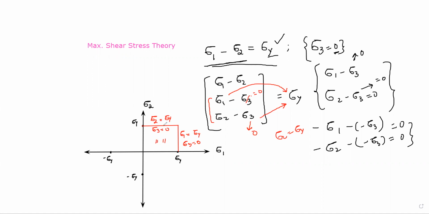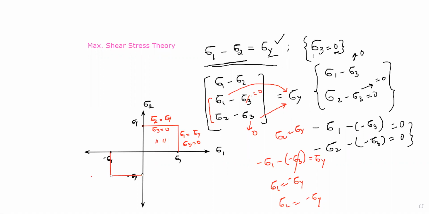Number two is, if both the stresses are negative, if sigma 1 and sigma 2 both are negative, then sigma 3 should not become equal to sigma y. Sigma 3 is already equal to 0. That is, sigma 1 should not become equal to negative sigma y. Similarly, sigma 2 should not become equal to minus sigma y. So that will be represented by lines like this. So for compression, it will be represented by this region.